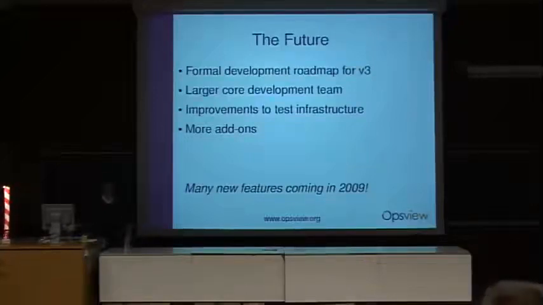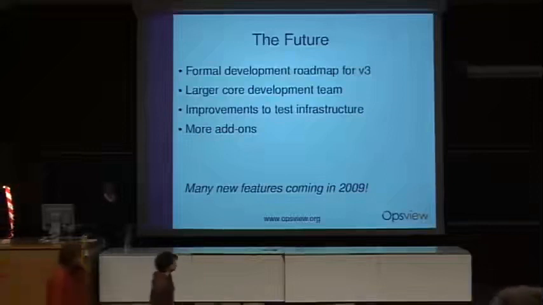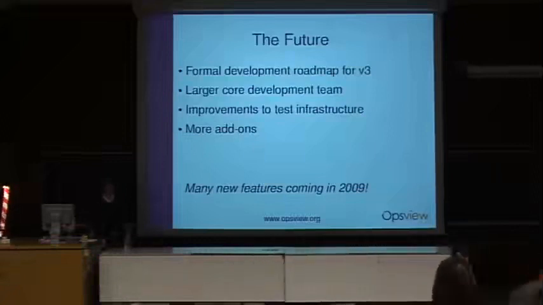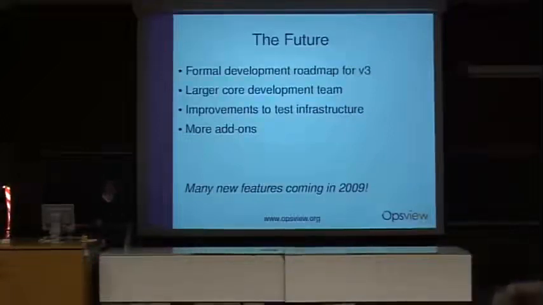We have a larger core development team, so there are more people working on the software, and I expect that to get bigger as well. We've been improving our test infrastructure, which is always a challenge. You develop the code, and then need to make sure you're testing it properly before you do releases. So we've improved it already for version 3, and we expect it to improve further. And there'll be more add-ons as well. We already have add-ons like SMS gateways and help desk integration tools and some reporting tools, and we expect those to get more developed over the next year as well.